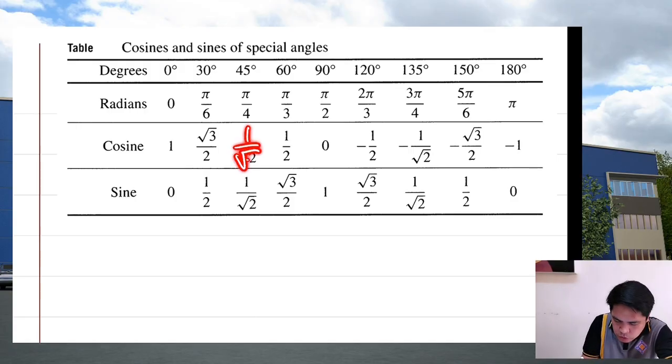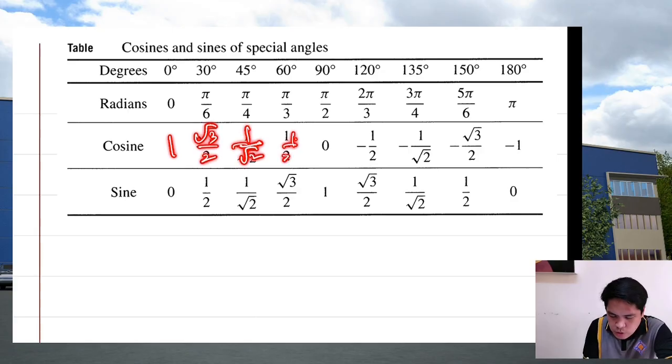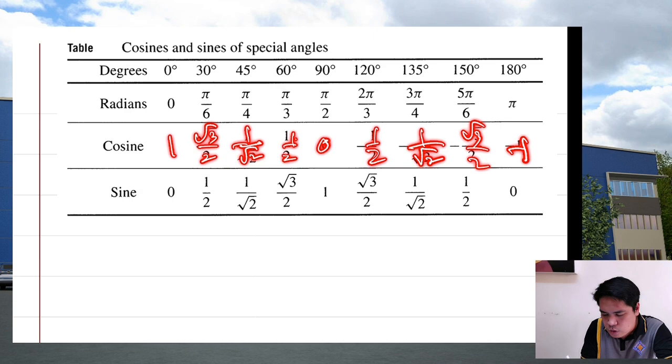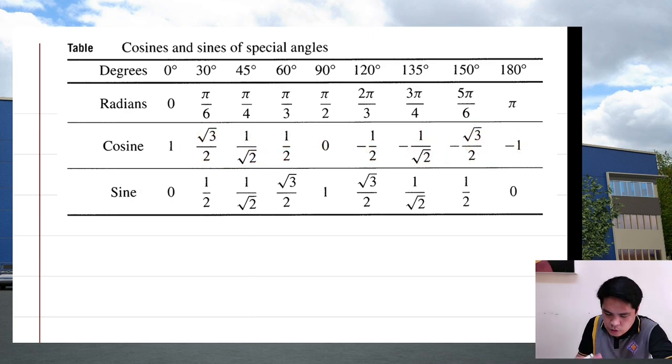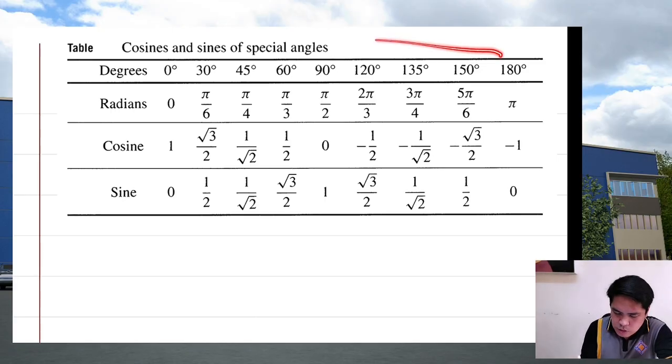The 1 over square root of 2 is simply square root of 2 over 2. It's the same. Rationalizing the denominator, that's square root of 2 over 2. So we only have these values with a repeating pattern. So 1, square root of 3 over 2, 1 over square root of 2, 1 half, then 0. Then it goes back to 1 half, 1 over square root of 2, square root of 3 over 2, then 1, then it rotates to 0 again. So, it's easy to see the pattern here.